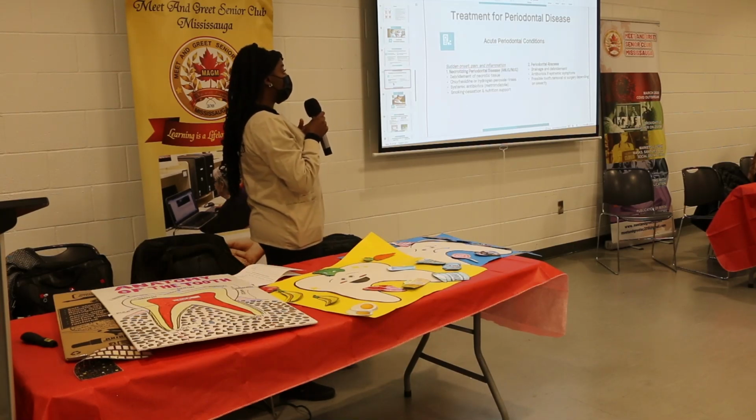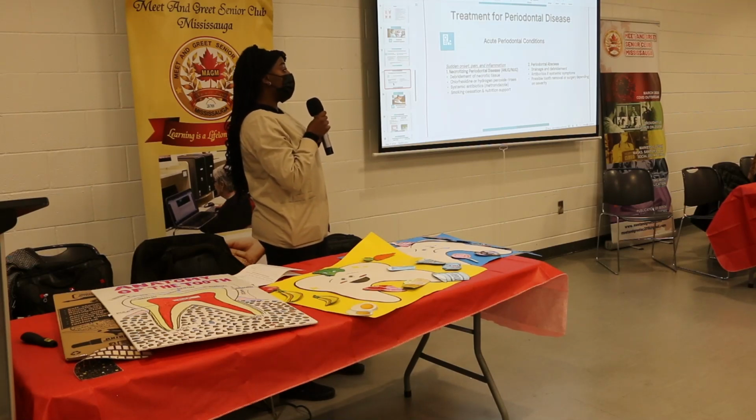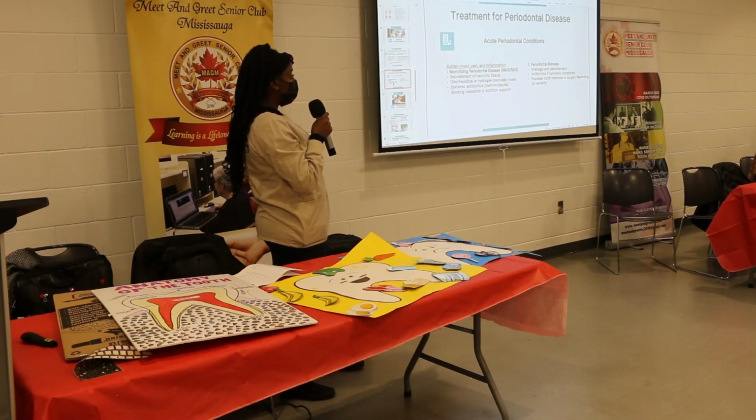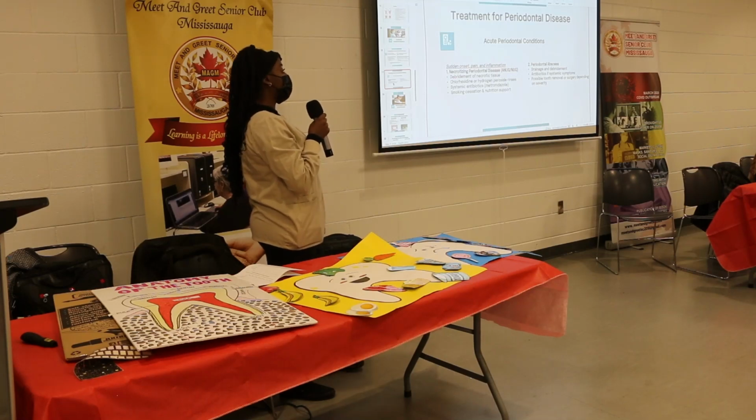One last type of periodontal disease or periodontitis is acute. That one is more of a sudden onset of pain and inflammation. So that's called necrotizing periodontal disease. Treatment is also debridement of necrotic tissue. Chlorhexidine or hydrogen peroxide rinses can also aid in that.